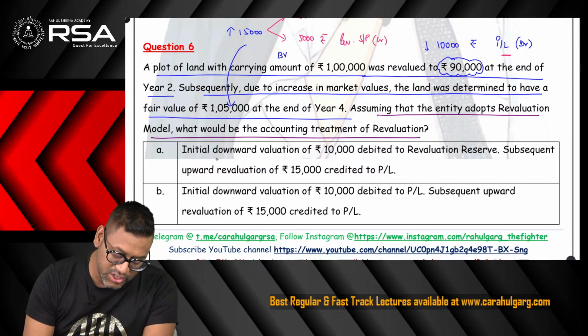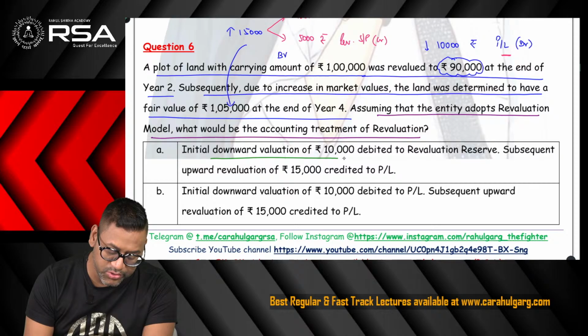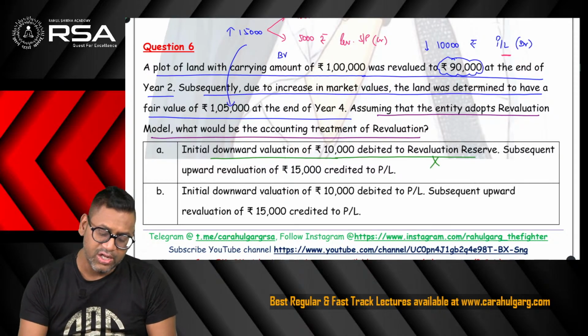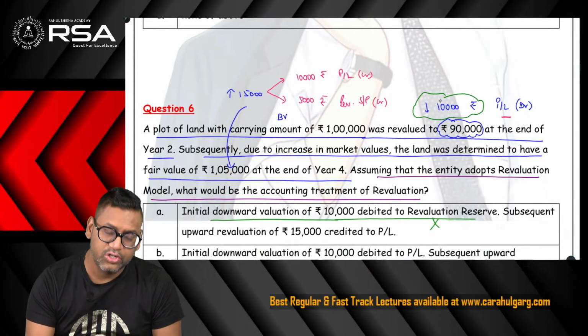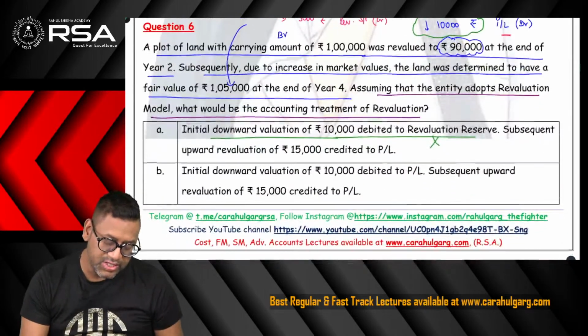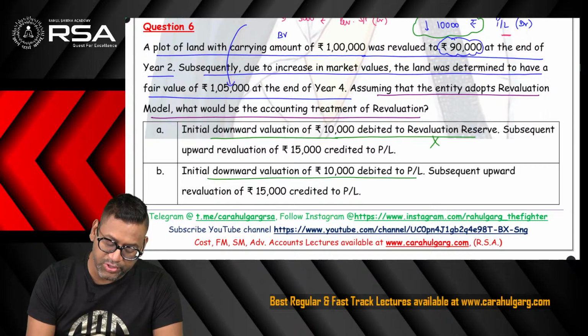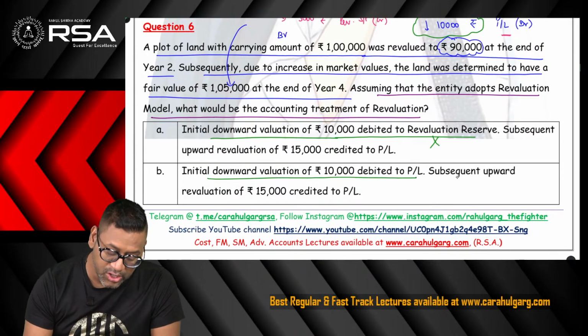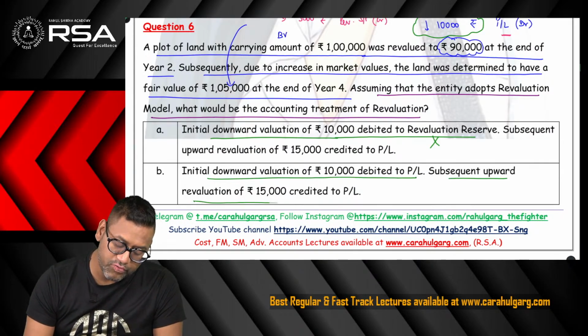First one says initial downward valuation of 10,000 debited to revaluation reserve. So this is wrong. We need not study further because it is saying this 10,000 was to be debited to the revaluation. No, this is wrong. Then it says initial downward valuation to be debited to P&L. Yeah, it's okay till here. Subsequent upward revaluation of 15,000 credited to P&L.